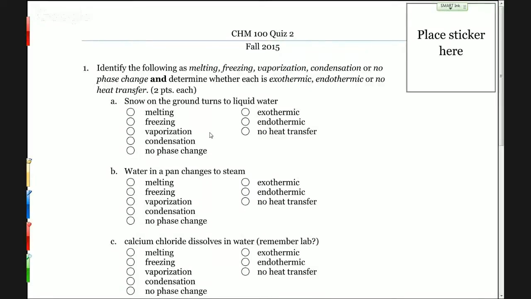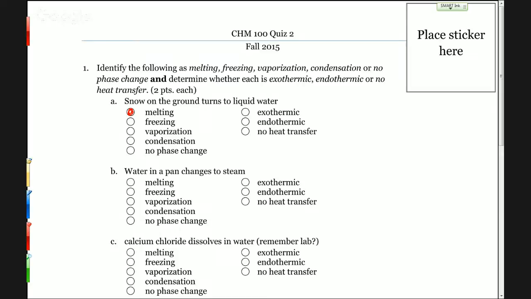All right, what is happening and which way is the heat going? So snow on the ground turns to liquid water. What kind of a process is that? Melting. Oh my God, for a second I thought you said what kind of heat. Oh, and then is it exothermic, endothermic, or is there not a transfer of heat in that process?